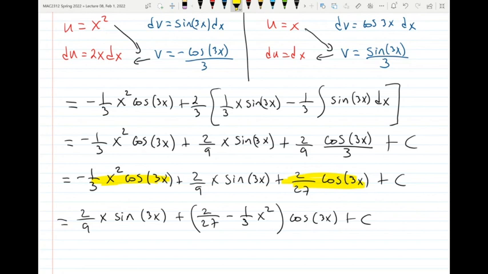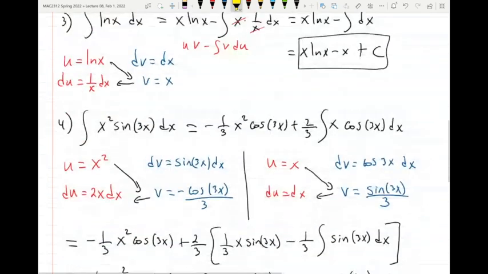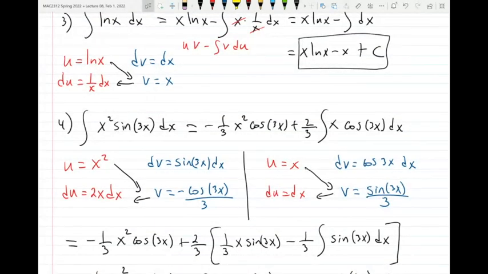At least now with this technique, we can deal with this type of integrals. So again, just like before, if you have a polynomial times a sine or a cosine, the technique is always the same. u is the polynomial, dv is the sine or the cosine. Okay?